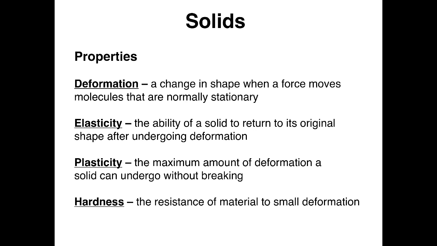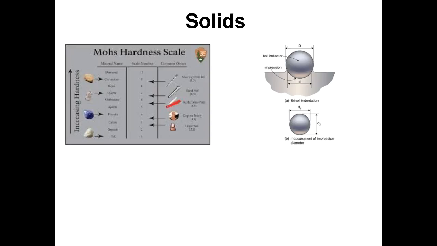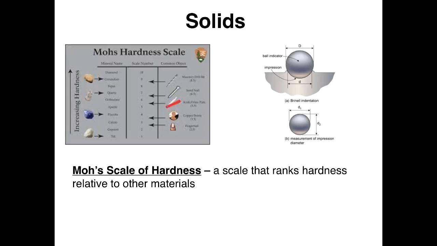And then hardness is the resistance of a material to small deformations. So the harder a material is, the more force required to cause any deformation whatsoever. And hardness can actually be measured in a couple of ways. The left here shows something called the Mohs hardness scale. And the Mohs hardness scale ranks the hardness of any particular substance to other materials.